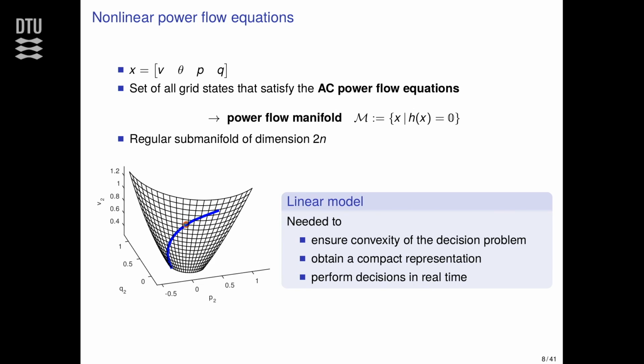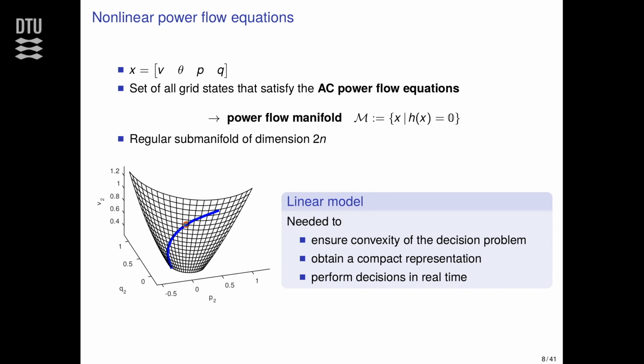And for today, we need linear models. We need a linear model because we want the problem to be convex. Otherwise, it gets much more complicated to solve. We want a compact representation that comes from the linearity of the model, as you will see later. And we want to make decisions in real time, which requires the math and the computation to be simple. And this works better for linear models. So from this nonlinear model, we want a linear model, and a quite accurate one.